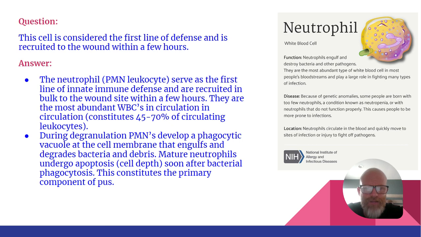They're the most abundant white blood cells in the circulation, accounting for 45 to 75% of circulating white blood cells. During degranulation, PMNs develop a phagocytic vacuole at the cell membrane that engulfs and degrades bacteria and debris. Mature neutrophils undergo apoptosis or cell death soon after bacterial phagocytosis. This constitutes the primary component of pus. So typically, these cells last about 48 to 72 hours, and when they die, they do form pus, which will either form a slough which needs to be removed, or pus under the skin which needs to be drained in one form or another.